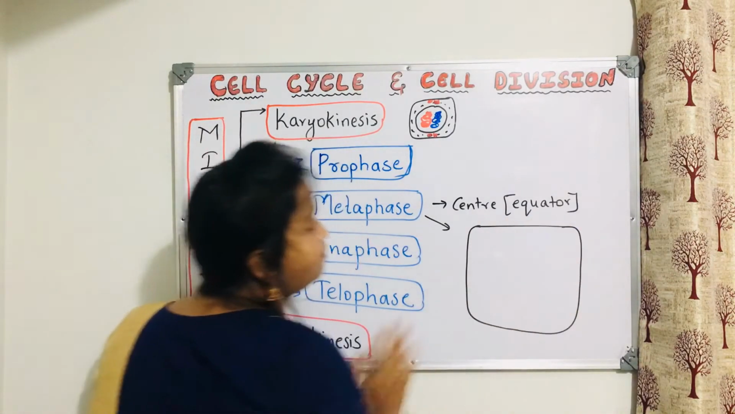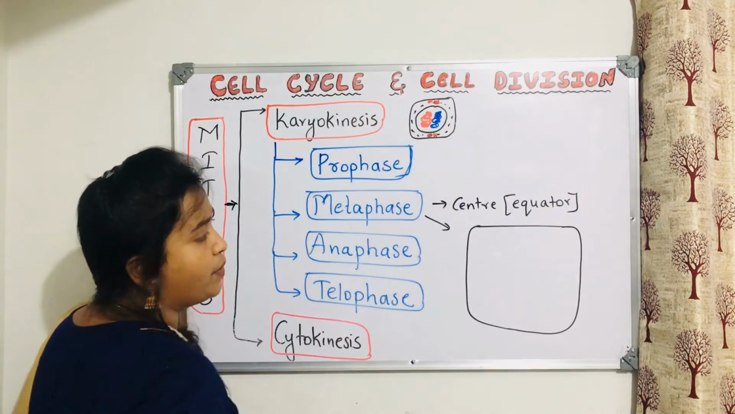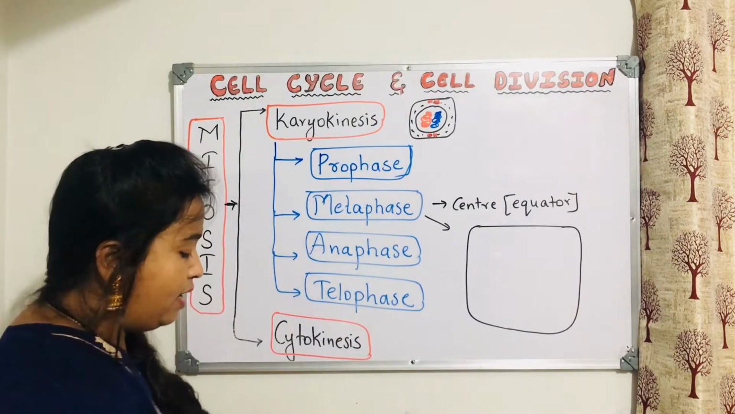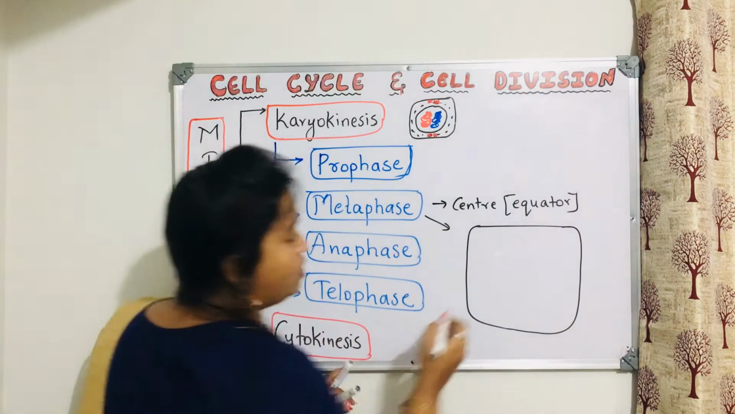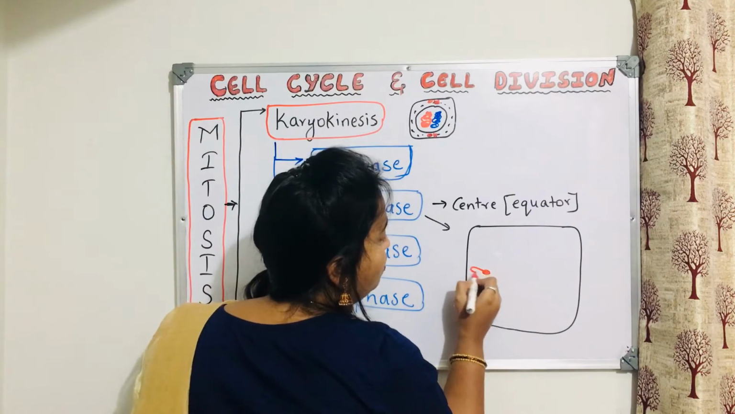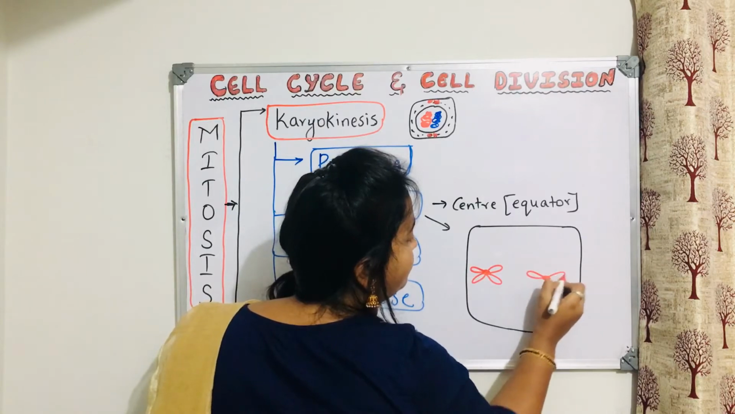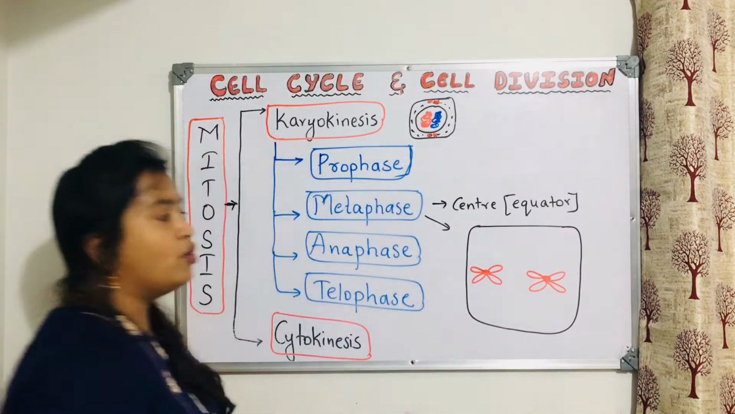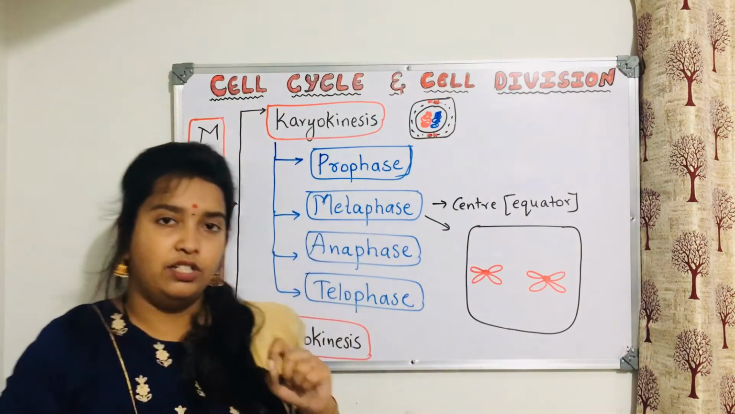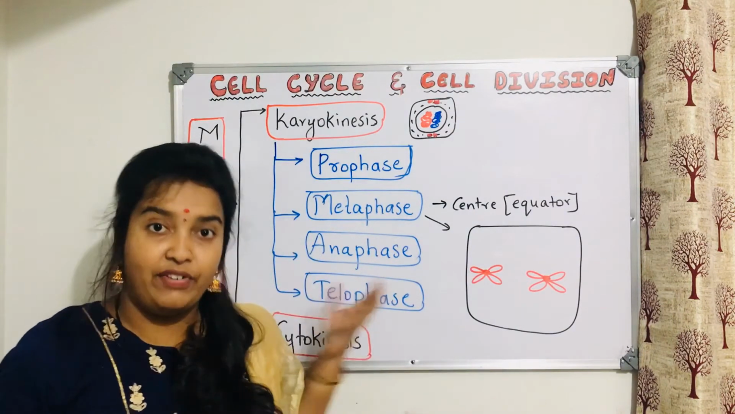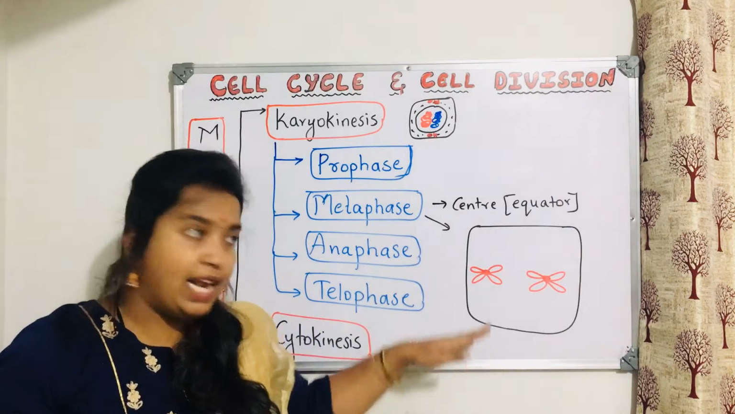So this is the cell, and you already saw that the cell has doubled its DNA and all the content. During metaphase, there are two important things, and I'll be showing you only two chromosomes. So this is one chromosome, and this is one chromosome. Metaphase means, meta means center, or equator. So two important functions of the metaphase stage: chromosomes lie at the center of the cell.